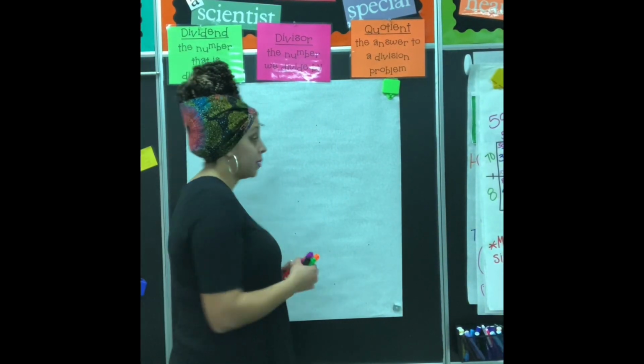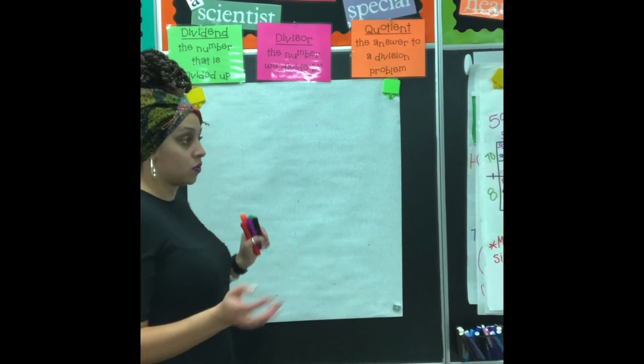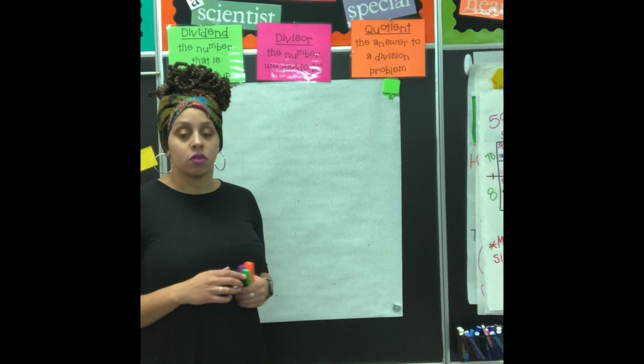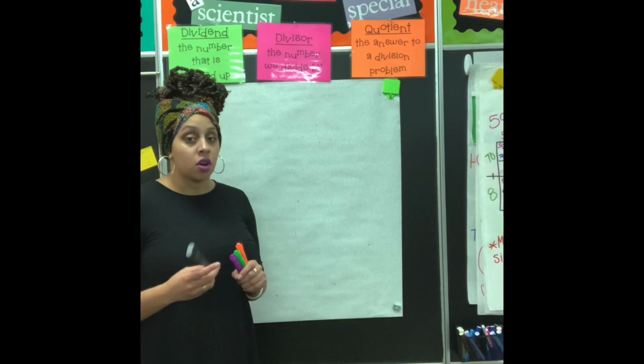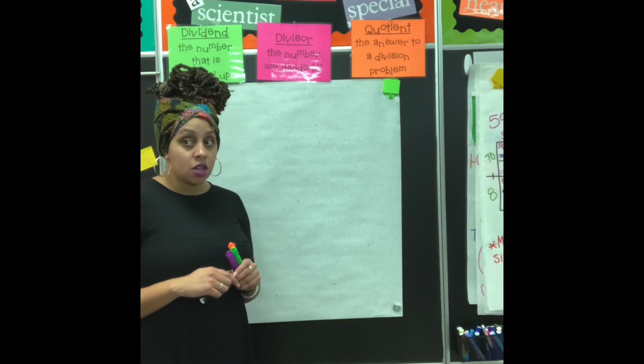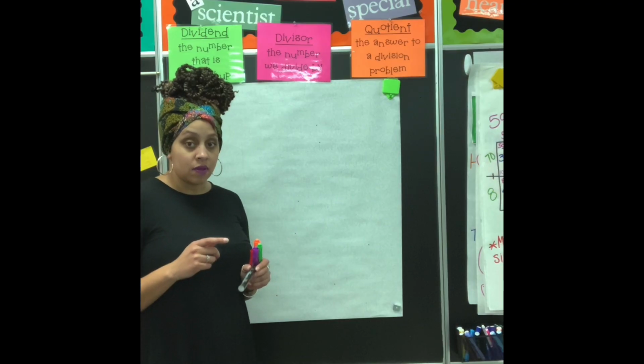Okay, so we should be on page 47, and on the right hand side you are going to write your anchor chart. We're going to learn our very first strategy for division. This strategy is called the lucky 7. So on the top of page 47 you should write the lucky 7.